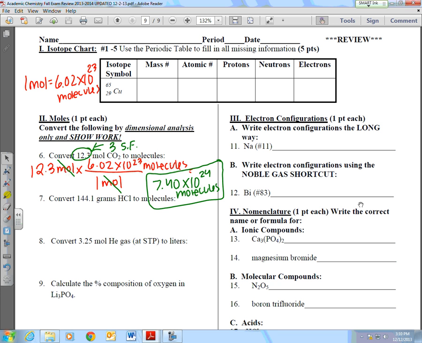Questions about that one? That one's simple because it's a one-step dimensional analysis. And like I said, the ones on your test will be just like this, but it may be like 12.5 moles of, I don't know, boron trifluoride or something. I'll give you a different molecule and a different number, but it'll be the same process. Okay? Yes, ma'am.